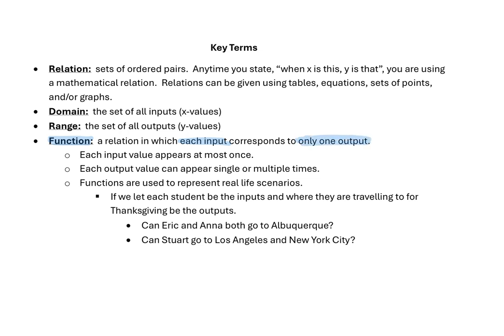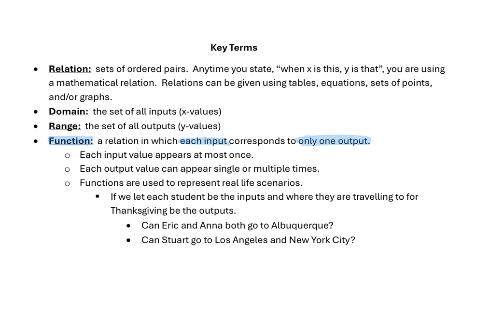So a couple things to notice when we talk about this. Input values appear at most once. So x values can only appear once. The output values, on the other hand, can appear single or multiple times.